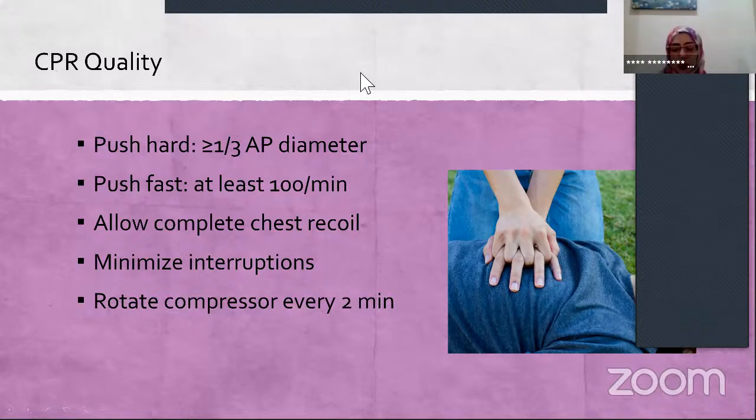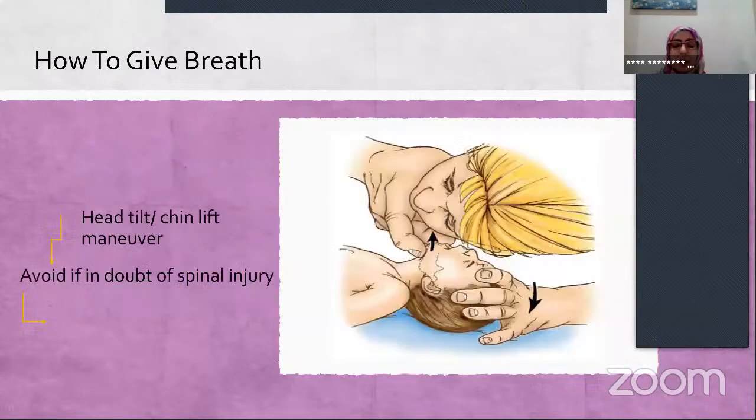Breath. This is important too. As you see in this picture, the woman is tilting the head and lifting the chin of the child, tilting the head with one hand and lifting the chin with the other hand. Whether you're going to provide breath by your mouth or by ambu bag, this step is crucial. If you're in doubt of a spinal injury, you should avoid this maneuver.